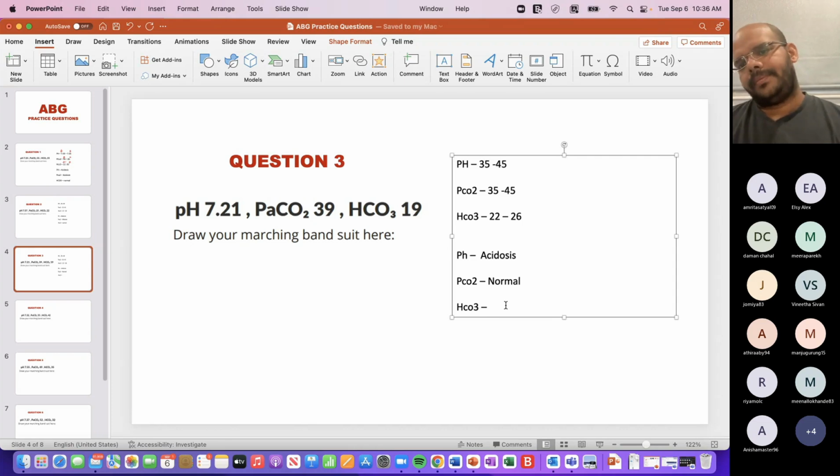HCO3 is under 22, so it is acidosis. Very good. And the mechanism is compensatory, I guess, because in this case the bicarbonates are lower, so kidneys are not working. So is it compensated or uncompensated? If it is compensated, pH would have been normal, right? So it's uncompensated metabolic acidosis. Yes.